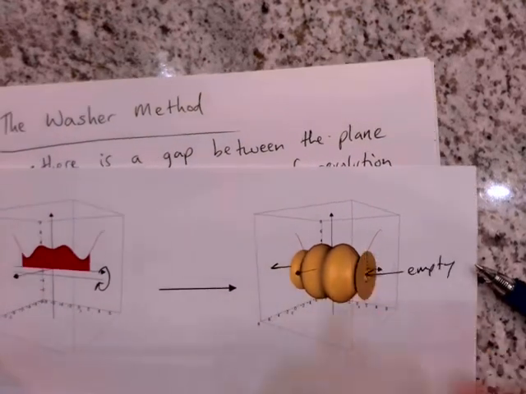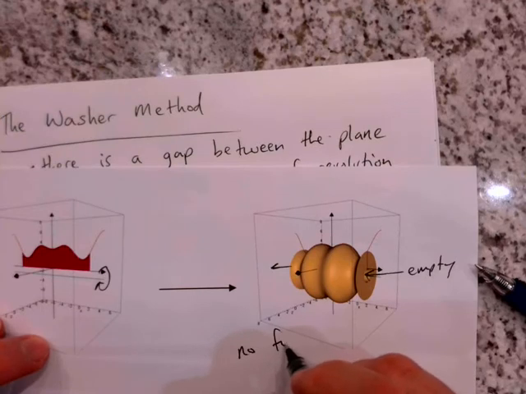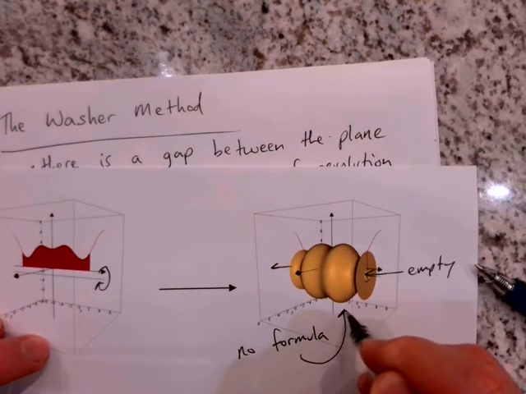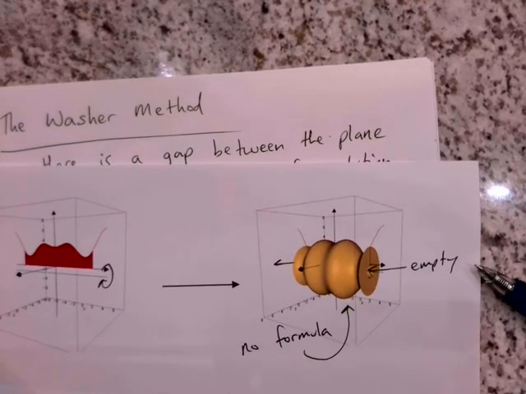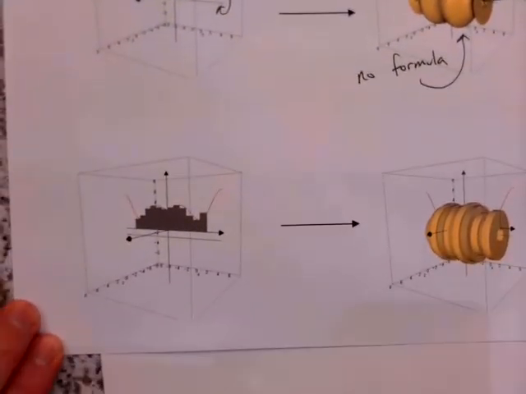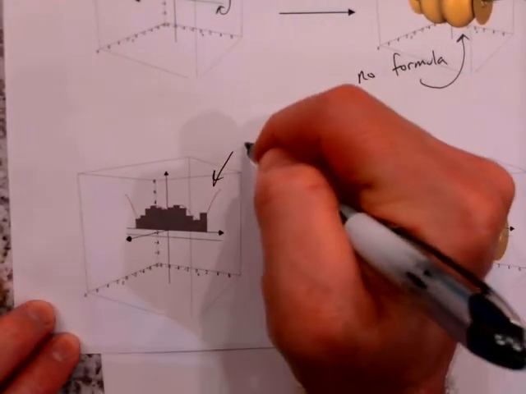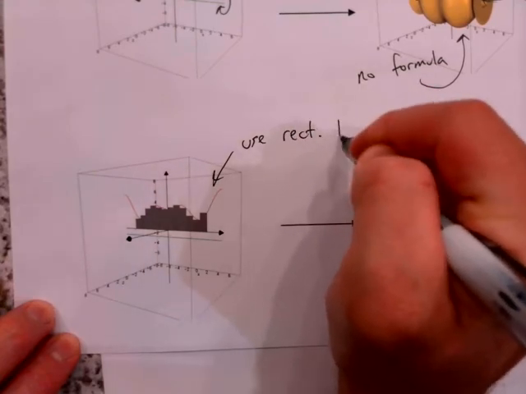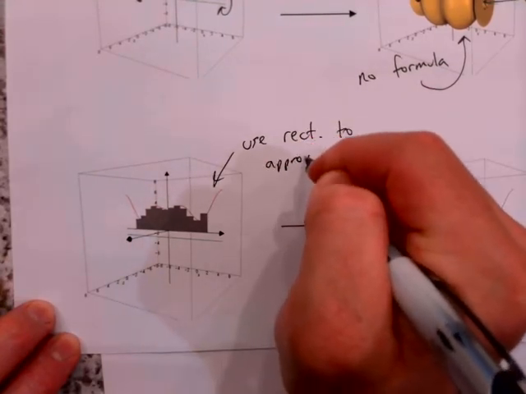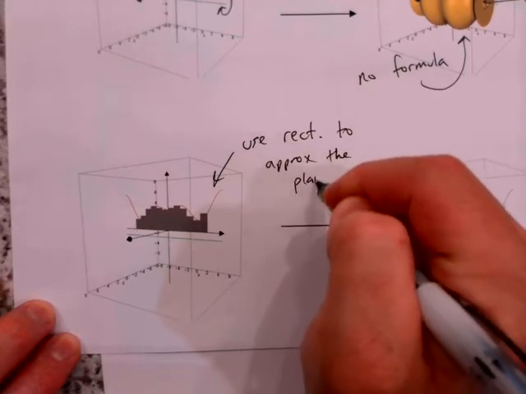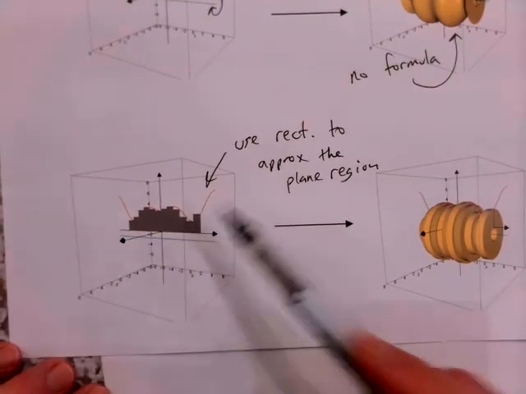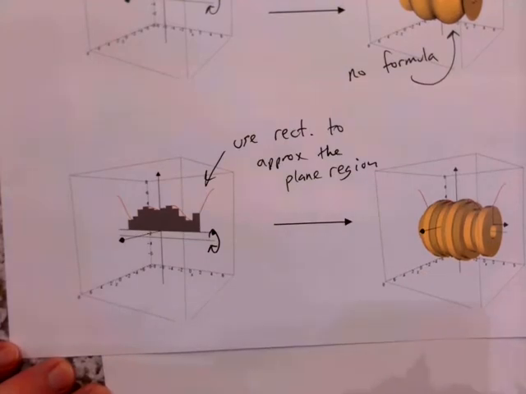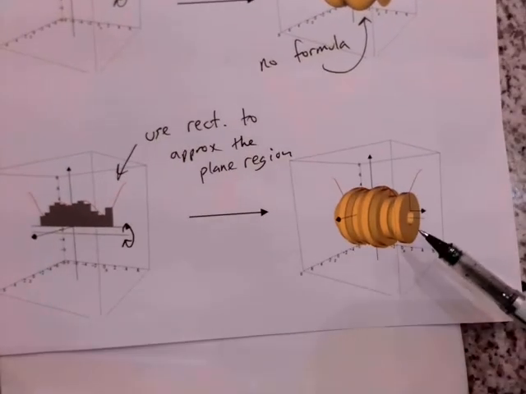through it. And the way that we're going to figure out how to find the volume, because again, there is no formula for a three-dimensional solid such as this, is we do almost the same thing that we did with the disk method, where we break our region up into rectangles. We use rectangles to approximate our plane region, and we rotate those rectangles about the axis of revolution. When we do that, we get all of these shapes.